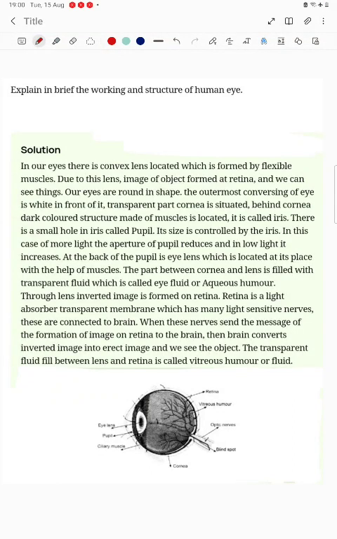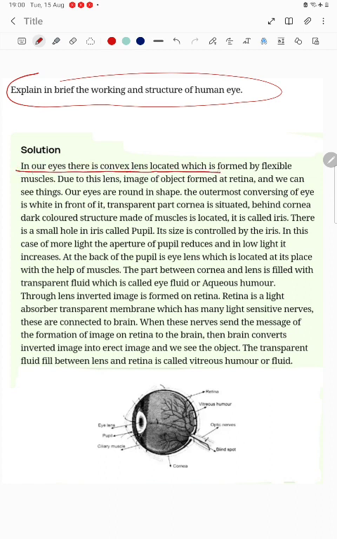Hello student, let's try to understand one more problem. Explain briefly the working and structure of the human eye. In our eyes there is a convex lens formed by flexible muscle. Due to this lens, the image of the object is formed at the retina and we can see things.